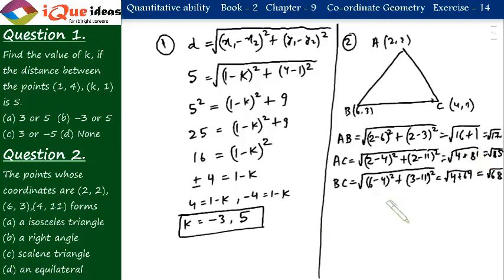Alright. So that means no two sides are equal. So it cannot be an isosceles triangle. It cannot be an equilateral triangle. Now the other two options are scalene triangle and right angle triangle. Right. So it is a scalene triangle. Yes, it is a scalene triangle.